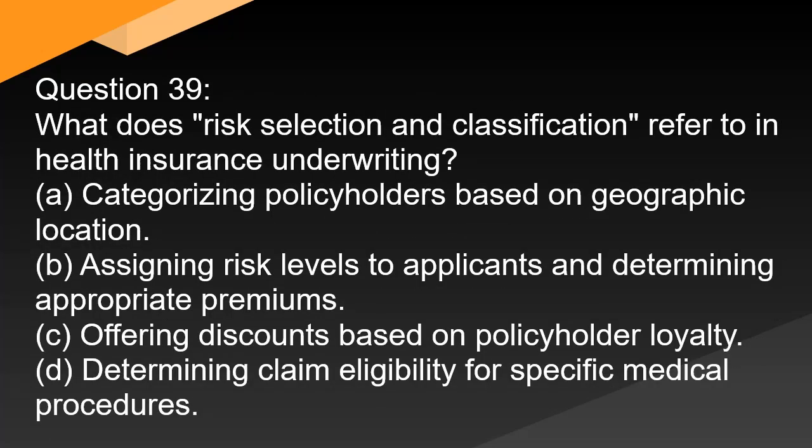Question 39. What does risk selection and classification refer to in health insurance underwriting? A. Categorizing policyholders based on geographic location. B. Assigning risk levels to applicants and determining appropriate premiums. C. Offering discounts based on policyholder loyalty. D. Determining claim eligibility for specific medical procedures.